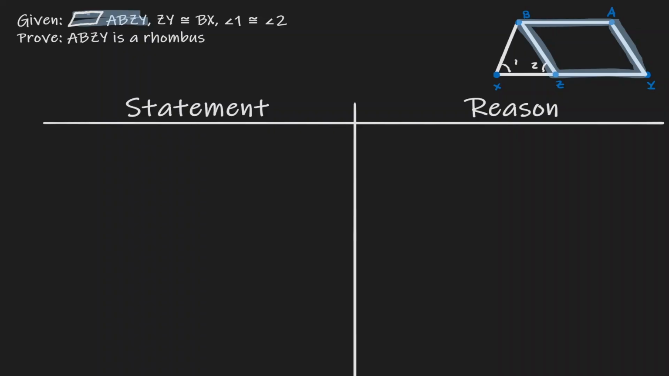So let's put down our diagram. And at last, we know that we have two congruent angles. Angle 1 is congruent to angle 2. What we want to show is that ABZY is also a rhombus. We want to show that this figure that we have labeled as a parallelogram is also a rhombus. Now, to show that ABZY is a rhombus, we have to show that all sides are congruent.